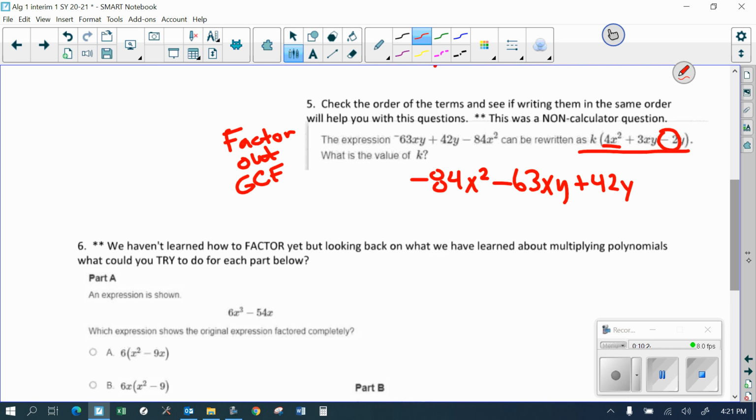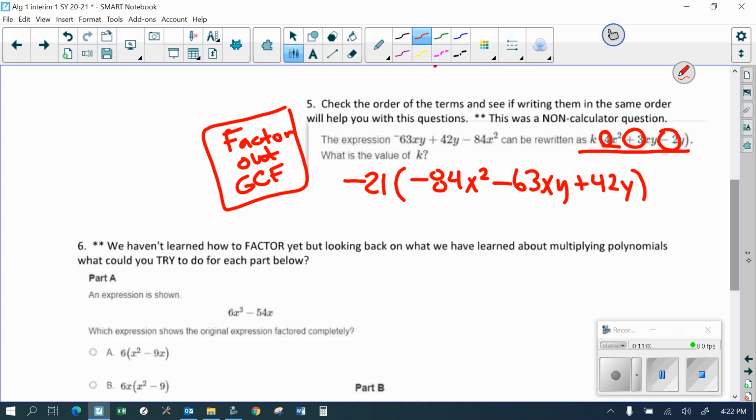Well, how do I get negative 2 from 42? I divide by what? Negative 21. 42 divided by negative 21 is negative 2. And I can check that with the other. What's negative 84 divided by negative 21? Positive 4, right there. What's negative 63 divided by negative 21? Positive 3, right there. So I can easily check that. So they're checking to see, in this case, GCF. Now, if this was in the calculator, you could actually have the calculator do the GCF for you.